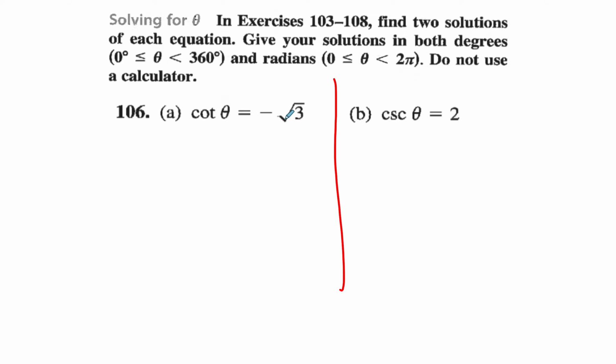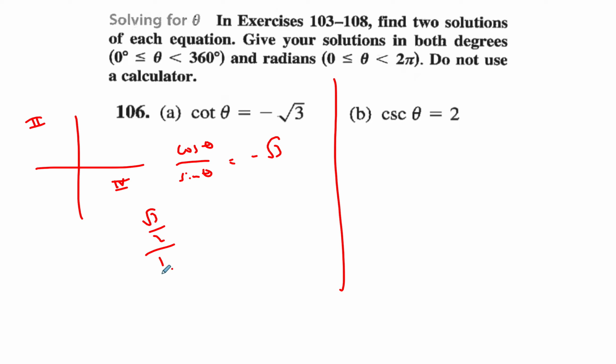Cotangent is negative root 3. So that would mean that the cosine over the sine would be negative root 3. And so that still means that we're either in quadrant 2 or quadrant 4, right? So what angle would that be? Well, to get the root 3, cosine over sine, that means we had the square root of 3 over 2 over 1/2, right? One could be positive, one could be negative.